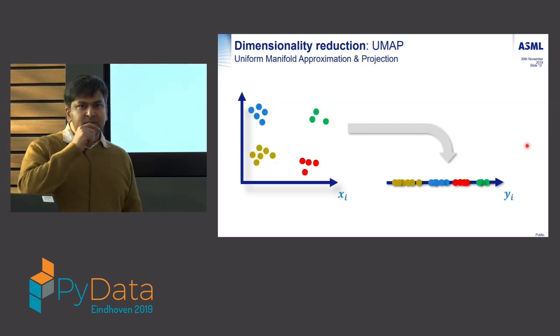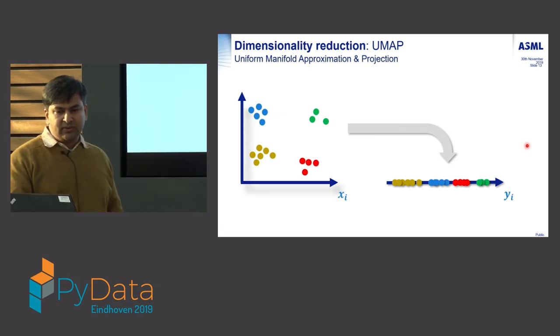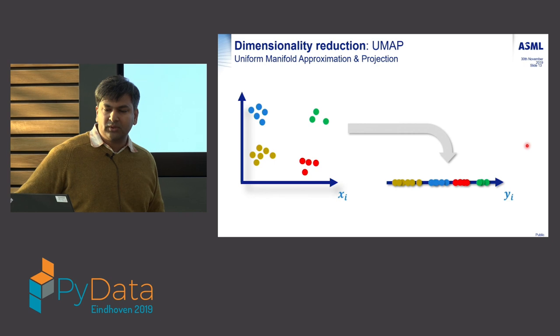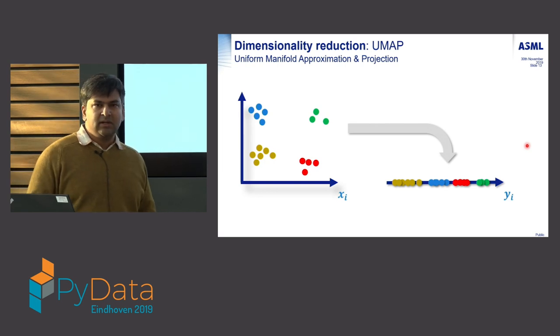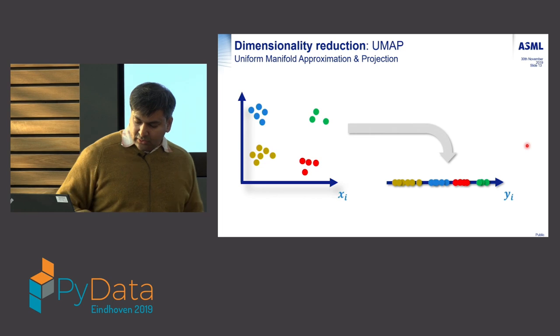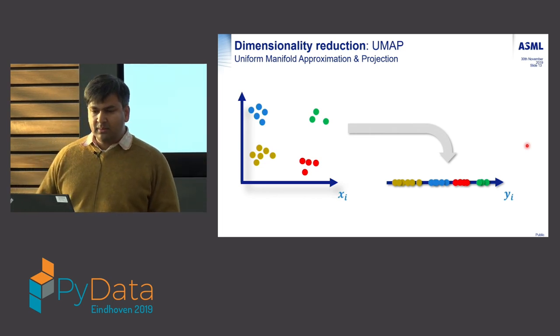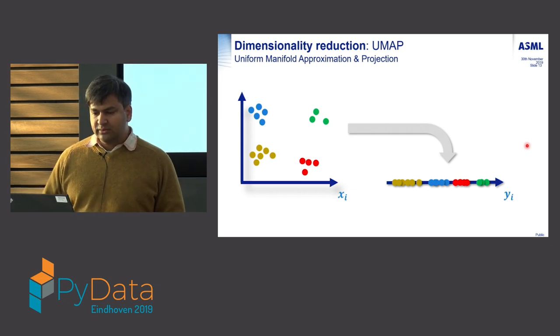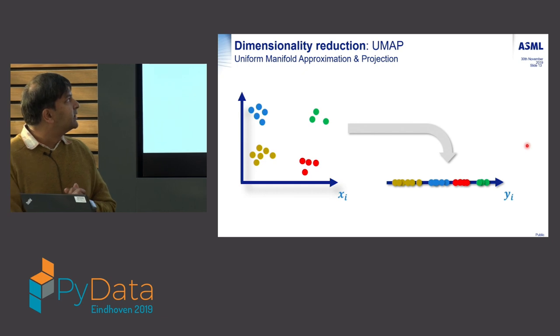The method that we use here in our application is called UMAP. It stands for Uniform Manifold Approximation and Projection. While I do not have the time to explain exactly how it works, I would refer you to very excellent talks by the author of this method, Leland McInnes, which are available on YouTube, where he explains exactly how this works. I'm only going to give a very rough schematic.